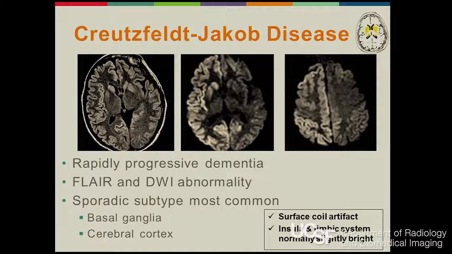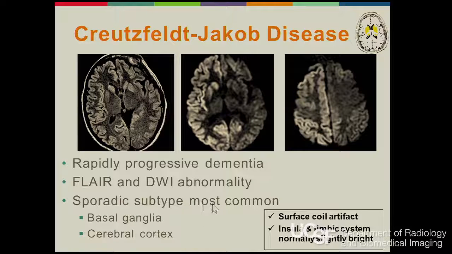CJD is one of these atypical infectious agents, not really related to an infectious organism per se, but to misfolded proteins. It results in a rapidly progressive dementia. The most common type is the sporadic form, and with sporadic CJD, you get extensive edema, FLAIR hyperintensity, and reduced diffusion involving cortical ribbons, as well as the basal ganglia, particularly the caudate and the putamen. It doesn't really fit a vascular territory, so that should be a clue that this may be CJD, and then you correlate with the history and the EEG findings.